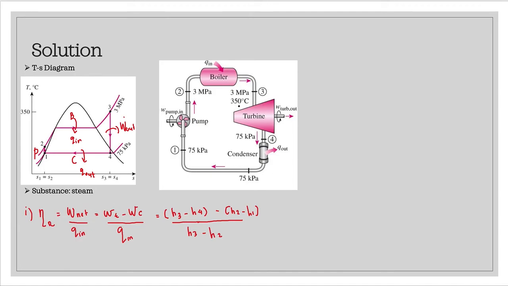So what is W net? W net is the work of the turbine minus the work of the compressor or pump, divided by Q in. So W T is given here as H3 minus H4, minus (H2 minus H1), divided by H3 minus H2. It means we have to find the enthalpy for each state. Since this is steam, we have to know the phase for each state.